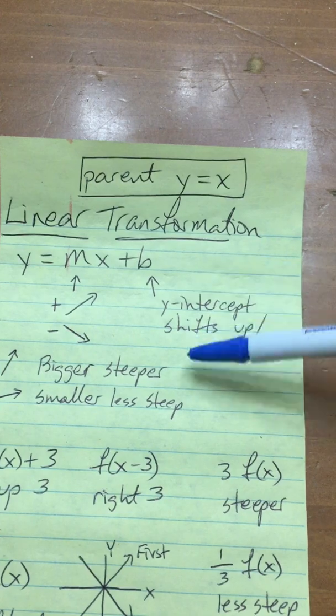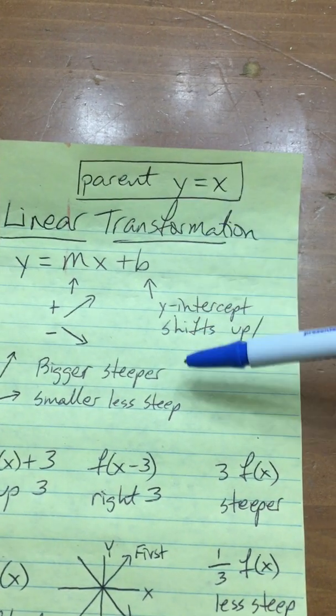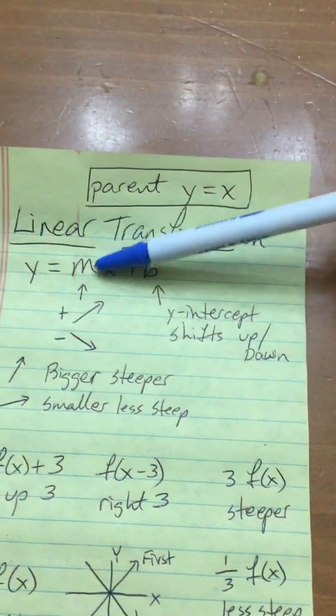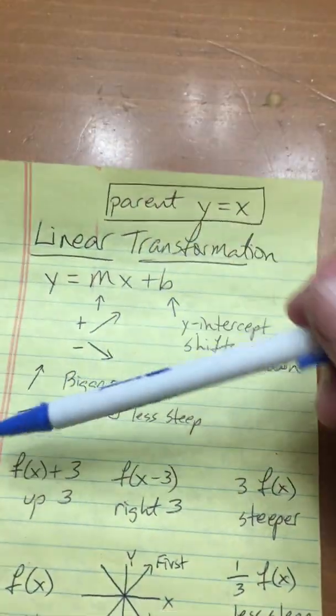The number on the end shifts it up and down, that's my y-intercept. It shifts it up the y-axis or down the y-axis. So all that does is take my line and shift it up or shift it down. Changing this number here makes it steeper or less steep.